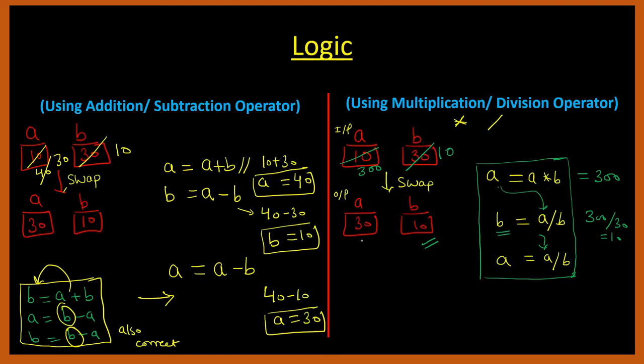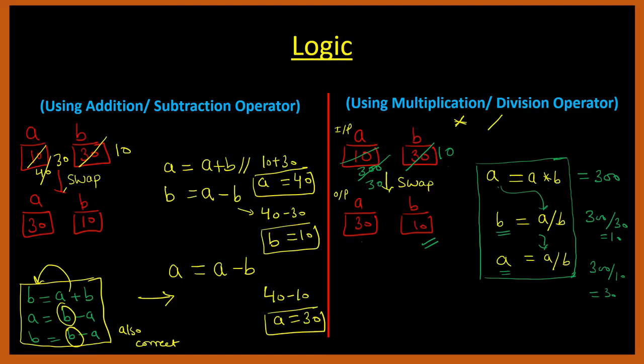Now we want to generate 30 inside A. Now using 300 and the division operator, can you generate 30? So yes, if we divide 300 by 10, I will get 30. So this 30 should be stored inside A. So here now I will get 30. So A now contains 30, B now contains 10. And this is my required output. So both the approaches are similar to each other. I hope you have understood the solution.